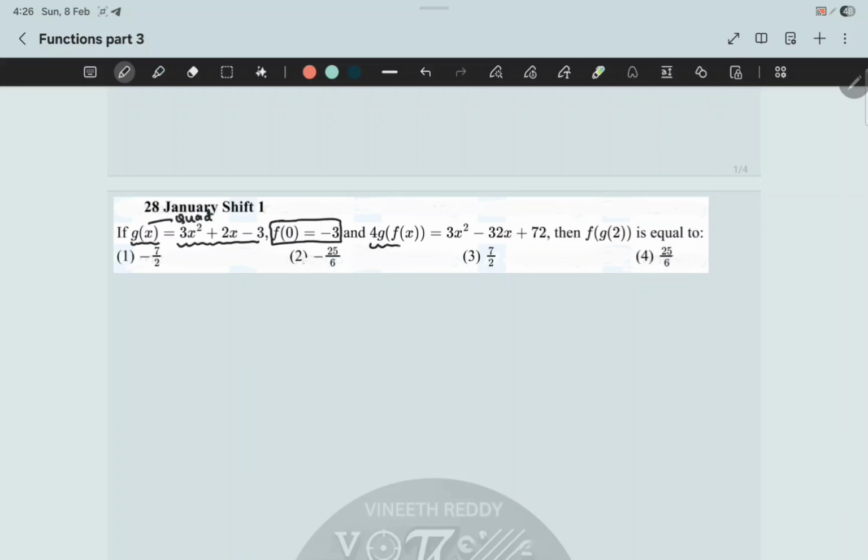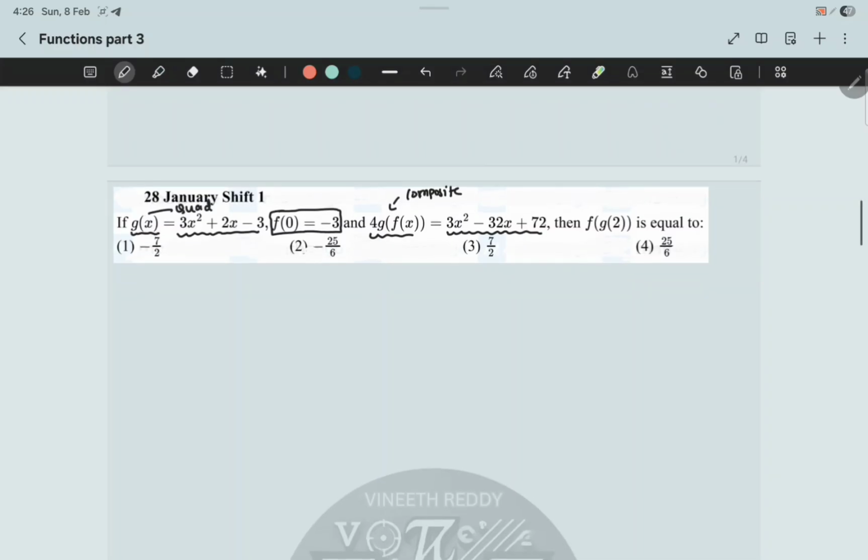And then we have 4 times g of f of x is equals to 3x square minus 32x plus 72. That means this is a composite function. Then we need to find the value of f of g of 2, okay. So firstly we will find g of 2. G of 2 should be 3 into 4 is 12 plus 2 into 2 is 4 minus 3. So 12 plus 1 I think is 13. So we need to find the value of f of 13.